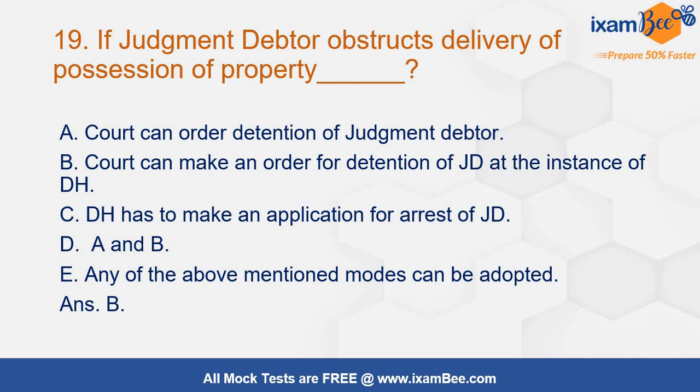This question, many people got confused, but it is a simple question only. An order of detention can be made in such kind of property if he is physically obstructing the delivery of possession, and that will be at the instance of DH only as per CPC. As per CPC, all the expenses have to be borne by whom? They have to be borne by the decree holder only. It is a civil prison, and you can easily apply your mind logically and not get confused much when you are reading the options.